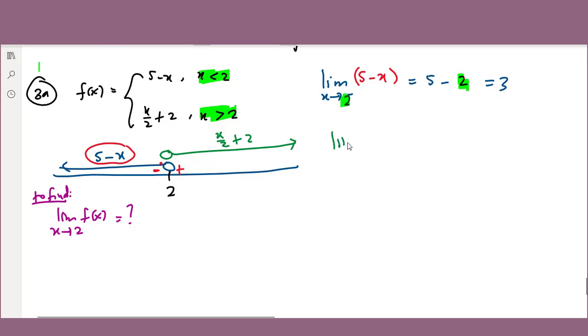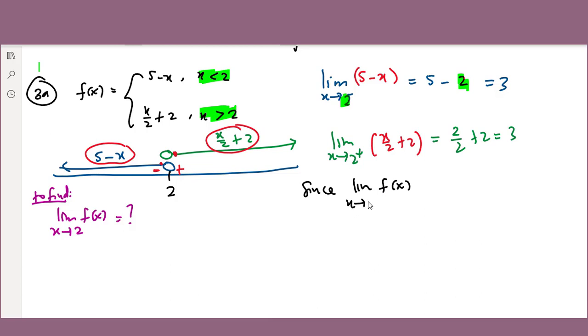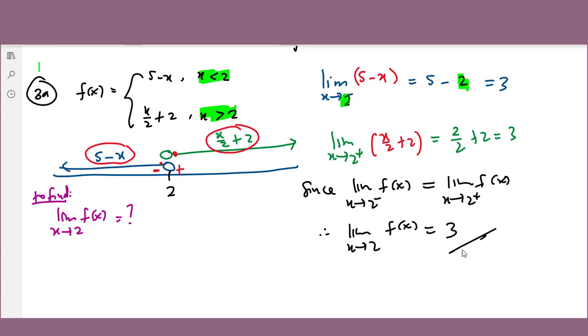For the right hand side, limit as x approaches 2 from the right. So from here, right is on the right hand side, and the point lies on the green line. So we choose this one. The function is x over 2 plus 2. Then substitute 2 over 2 plus 2 is equal to 3. And conclude. Since the limit of f(x) as x approaches 2 from the left is equal to the limit as x approaches 2 from the right, therefore the limit of f(x) as x approaches 2 is equal to 3. Okay, that's for number 3a.